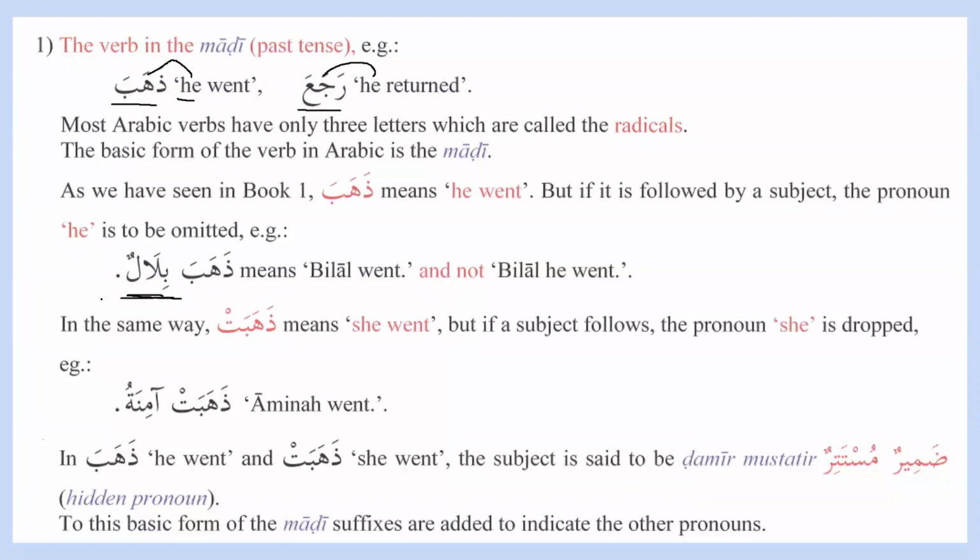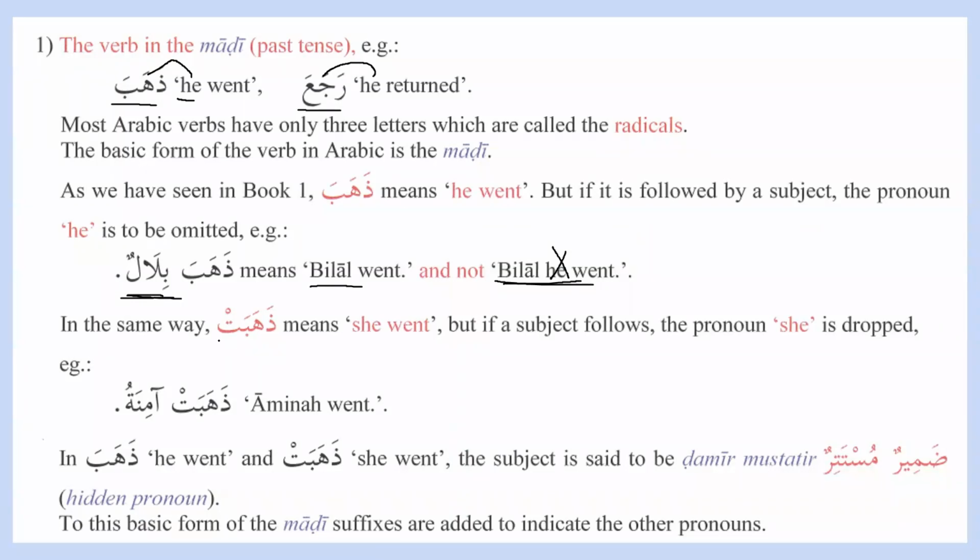But when you say dhahaba Bilalun, it means Bilal went, and not Bilal, he went. Now that he is dropped, it will be Bilal went. Like in English, we can't say Bilal, he went. Similarly, in Arabic, we won't say Bilal, he went. The translation will be Bilal went.